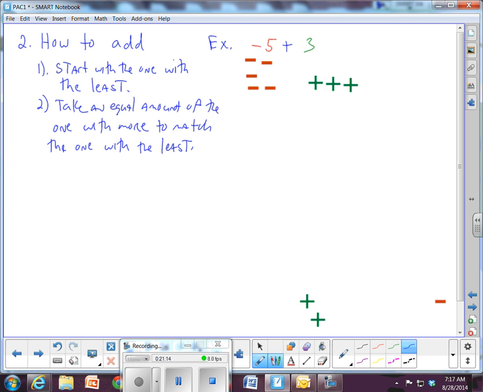Okay, so again, what am I going to do? I'm going to come up here and grab 3 of these, right? There's 2 of them. And let me grab a third one. Come on. Doesn't want to move. There we go. All right, so I started with the one with the least, the 3 positives, and I brought over the same amount of the one with the most, 3 of the 5 negatives. Okay, what do we really have right here?